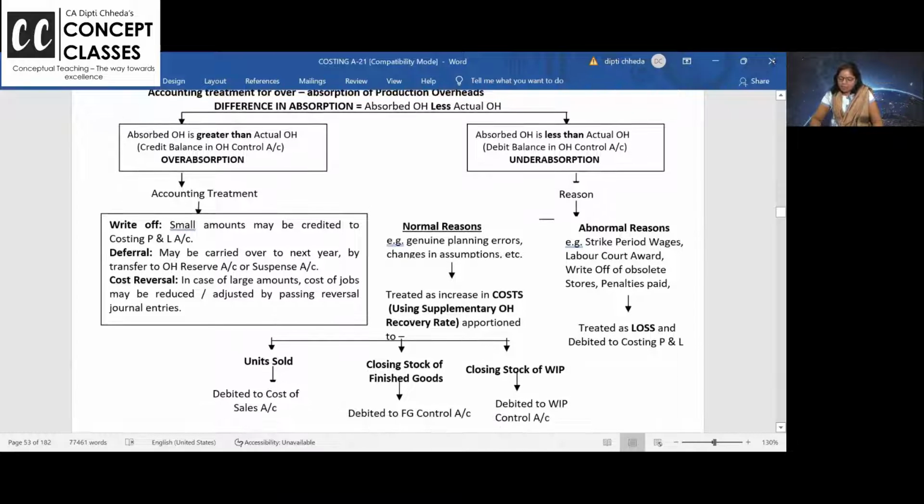Under an over absorption treatment. Yes, over absorption, meaning more was absorbed. Either you can write it off by charging to the costing P&L as income, or you can defer or carry forward the balance in the overhead account or suspense account, or you can do a cost reversal.